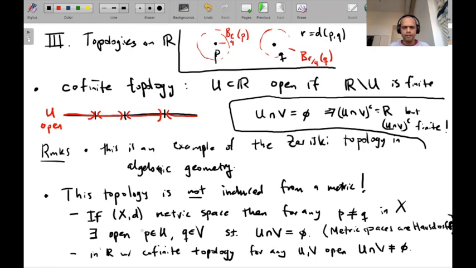Okay, I think I'm going to stop there. Next time we're going to talk about surfaces and topological equivalence for surfaces.